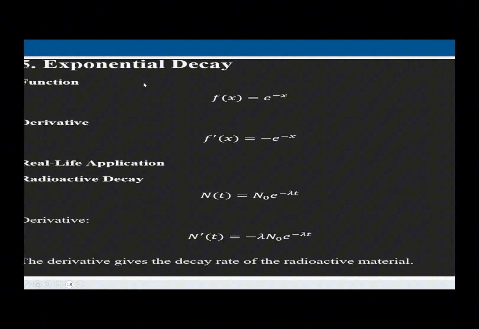All right, so look at exponential decay. Look at the function f = e to the minus x here. The derivative will be minus e to the minus x. So the real application is radioactive decay. In radioactive decay, this is the function, and this is the derivative. That's a very popular function, right? So the derivative gives the decay rate of a radioactive material.